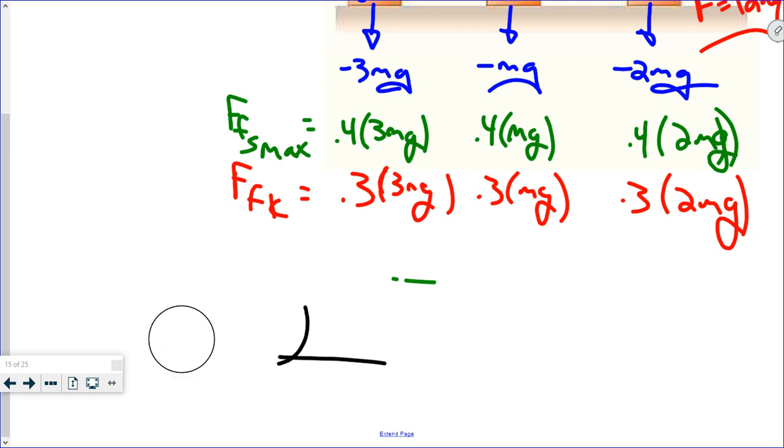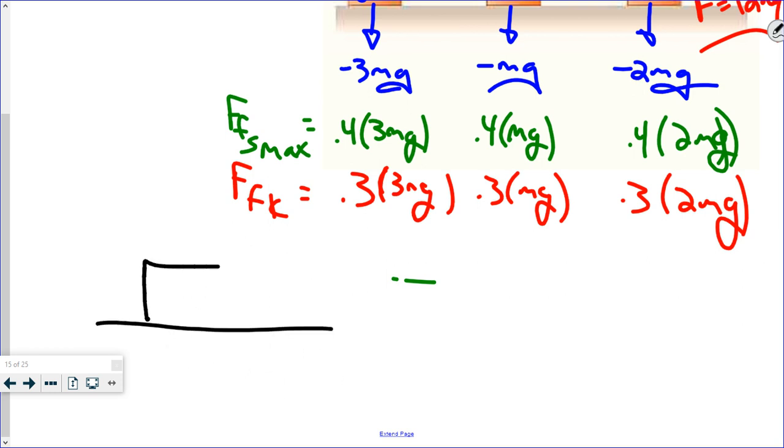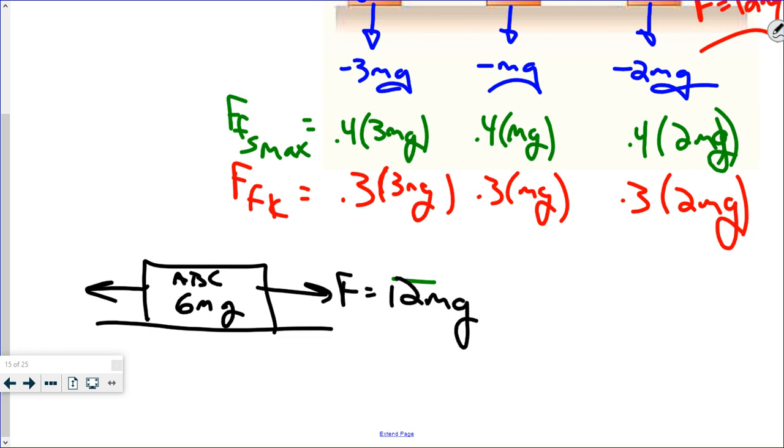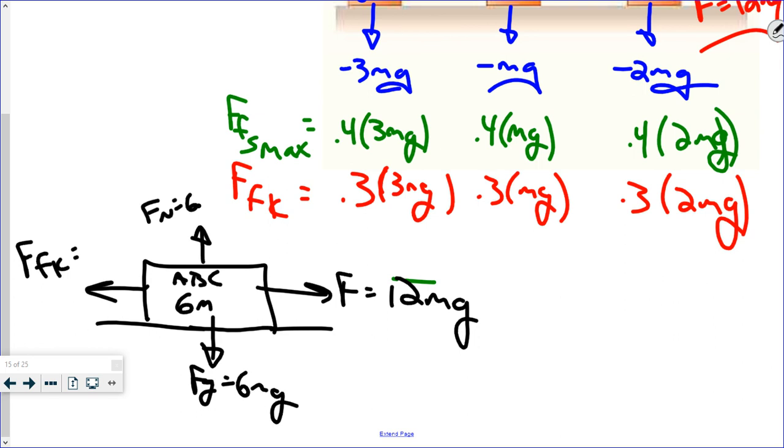Here's our whole system, boxes A, B, and C. It's got a total mass of 6m, so the force of gravity is 6mg, which means our normal force is 6mg. We've already decided that our force of 12mg was more than our static friction could handle, so we find the kinetic friction. Your force of friction is 0.3 times that, which is 1.8mg.